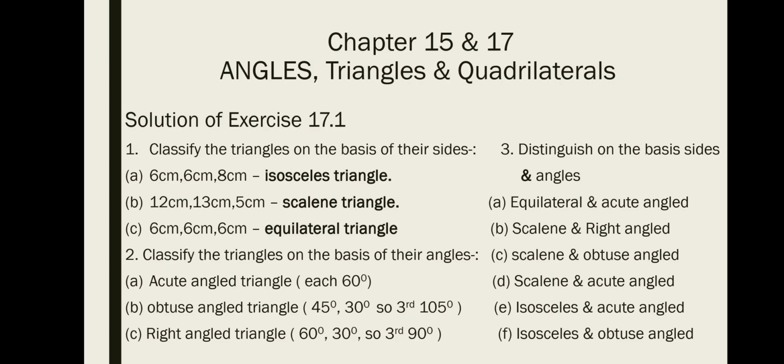scalene triangle. Then all the three sides are different and they have given the measure of one of the angles as obtuse. So therefore it is an obtuse angle triangle. Then scalene and acute angle.